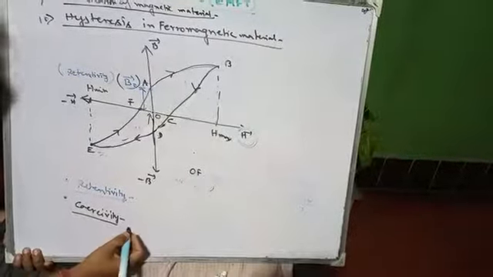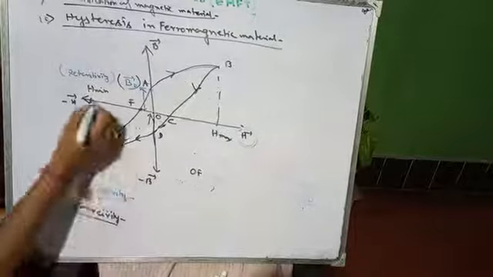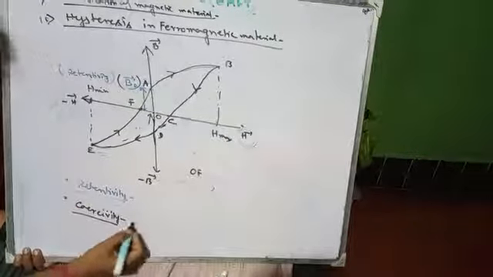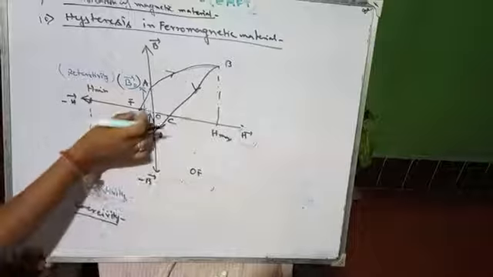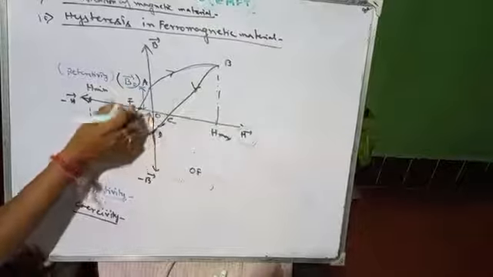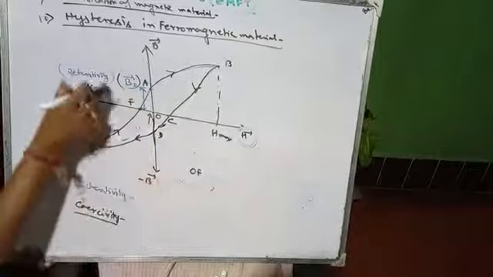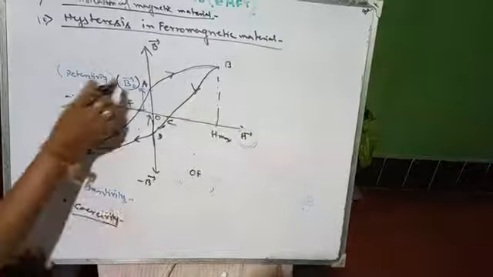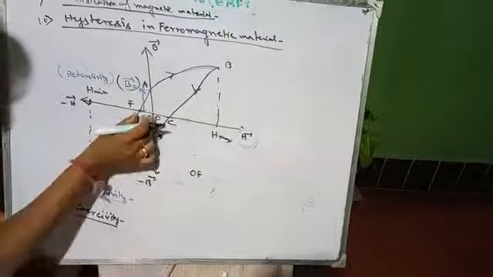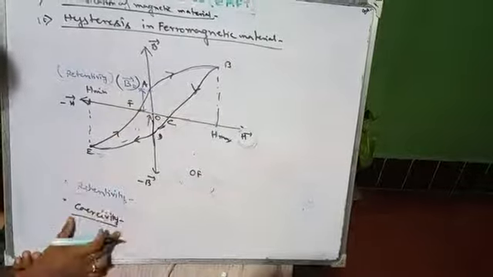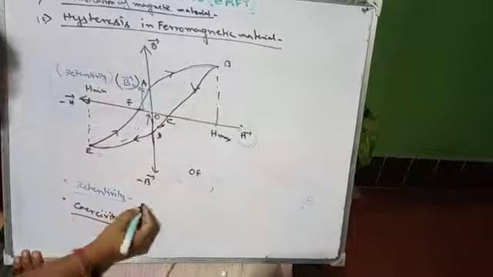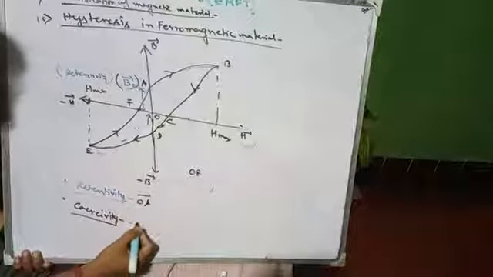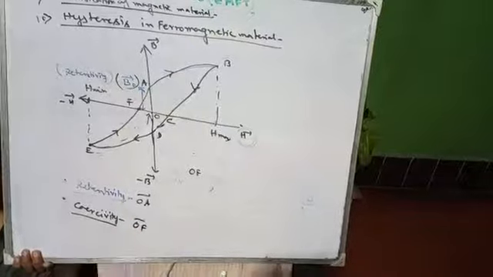Coercivity is the amount of force required to forcefully make B equal to 0. The amount of negative field is required to forcefully make this residual magnetism 0. So retentivity will show the OA line and coercive force will show the OF line.